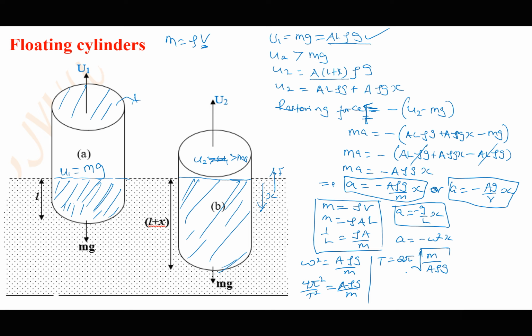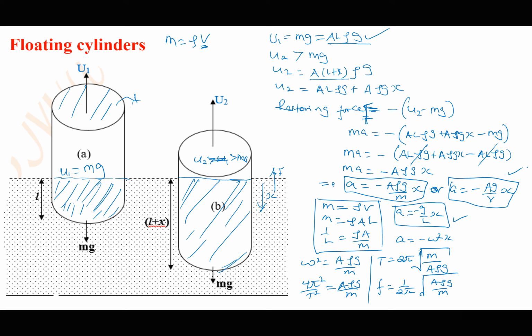So the frequency would be the reciprocal of that. So the expression for frequency f will be equal to 1 over 2 pi, and this would be the square root of, we get the reciprocal, A rho g divided by m. So you can try the same with this, you can try the same with that, and you'll be able to find the expression for period and frequency. That is for a floating cylinder.